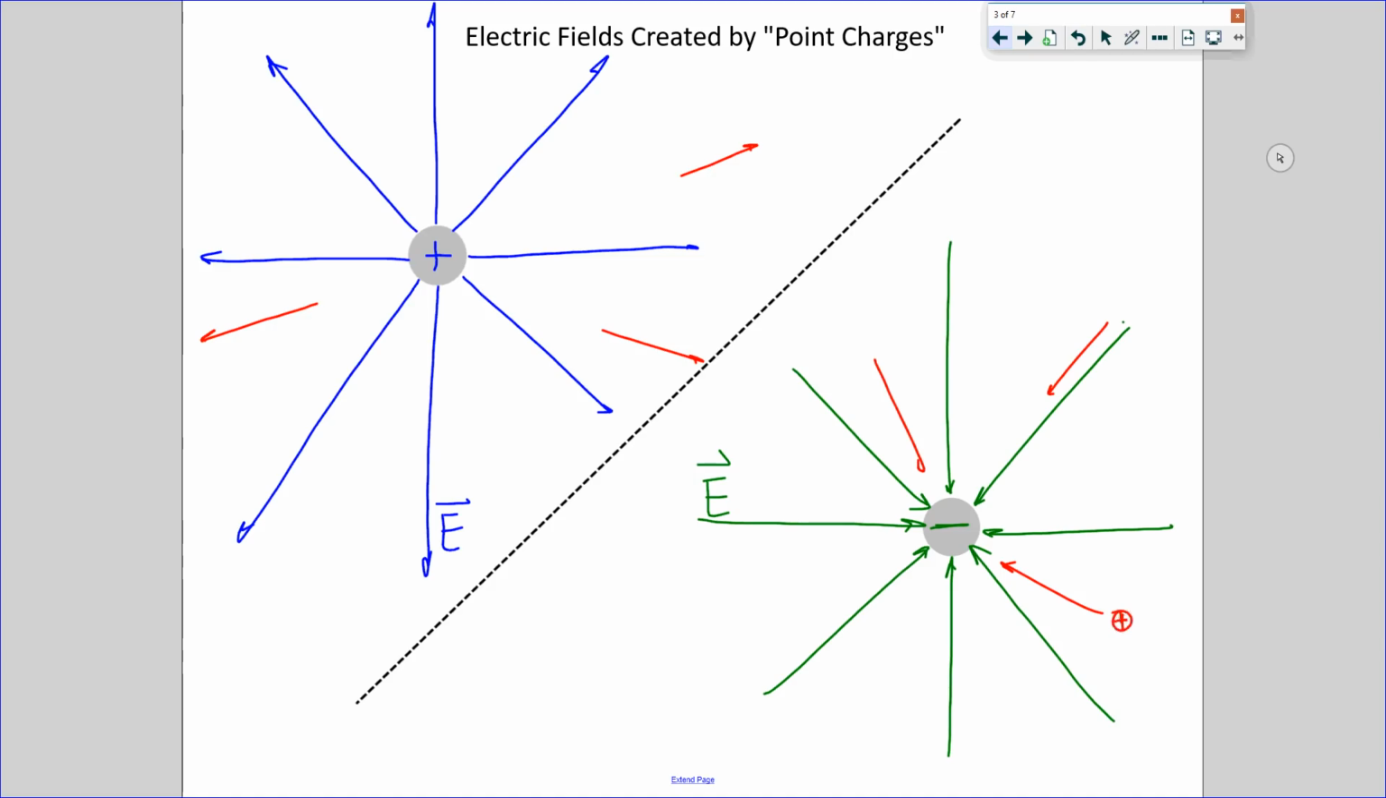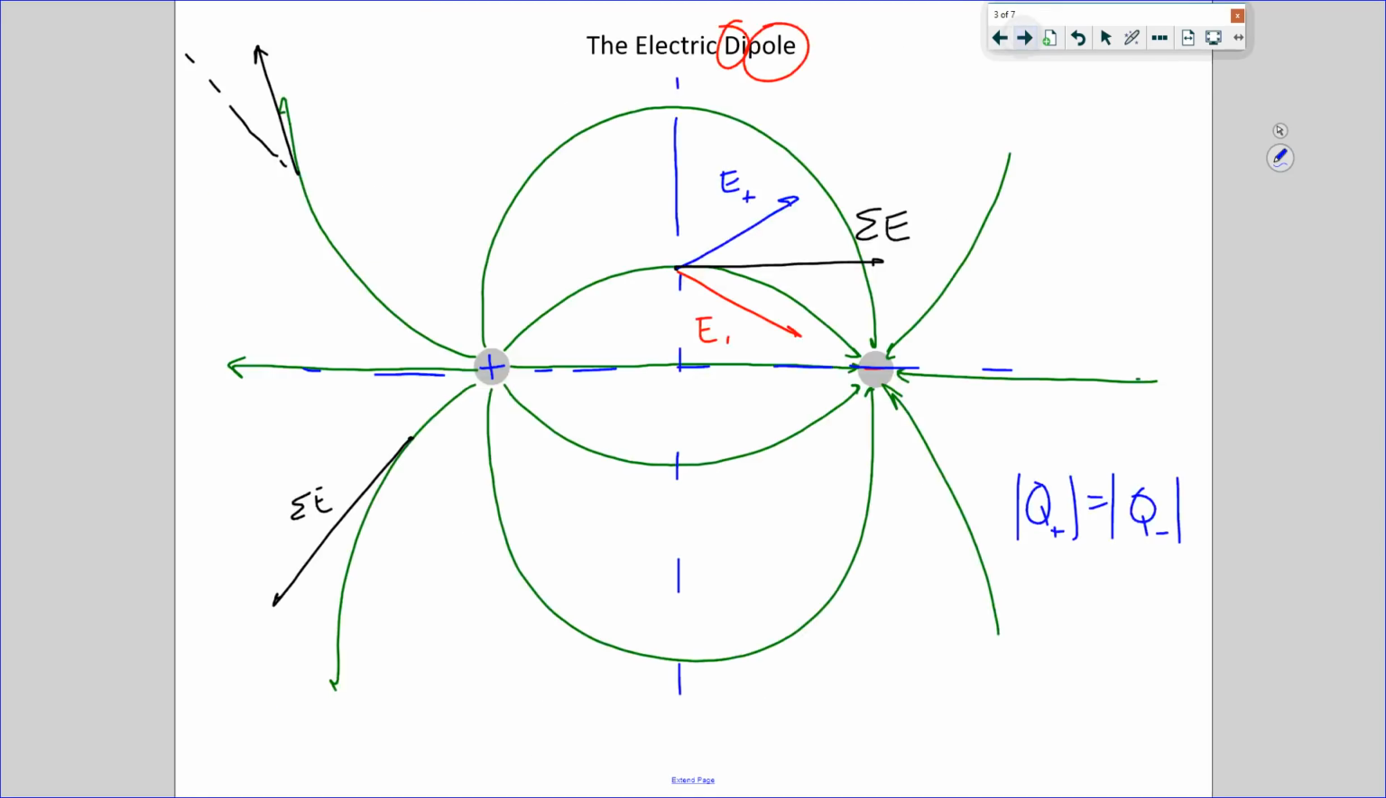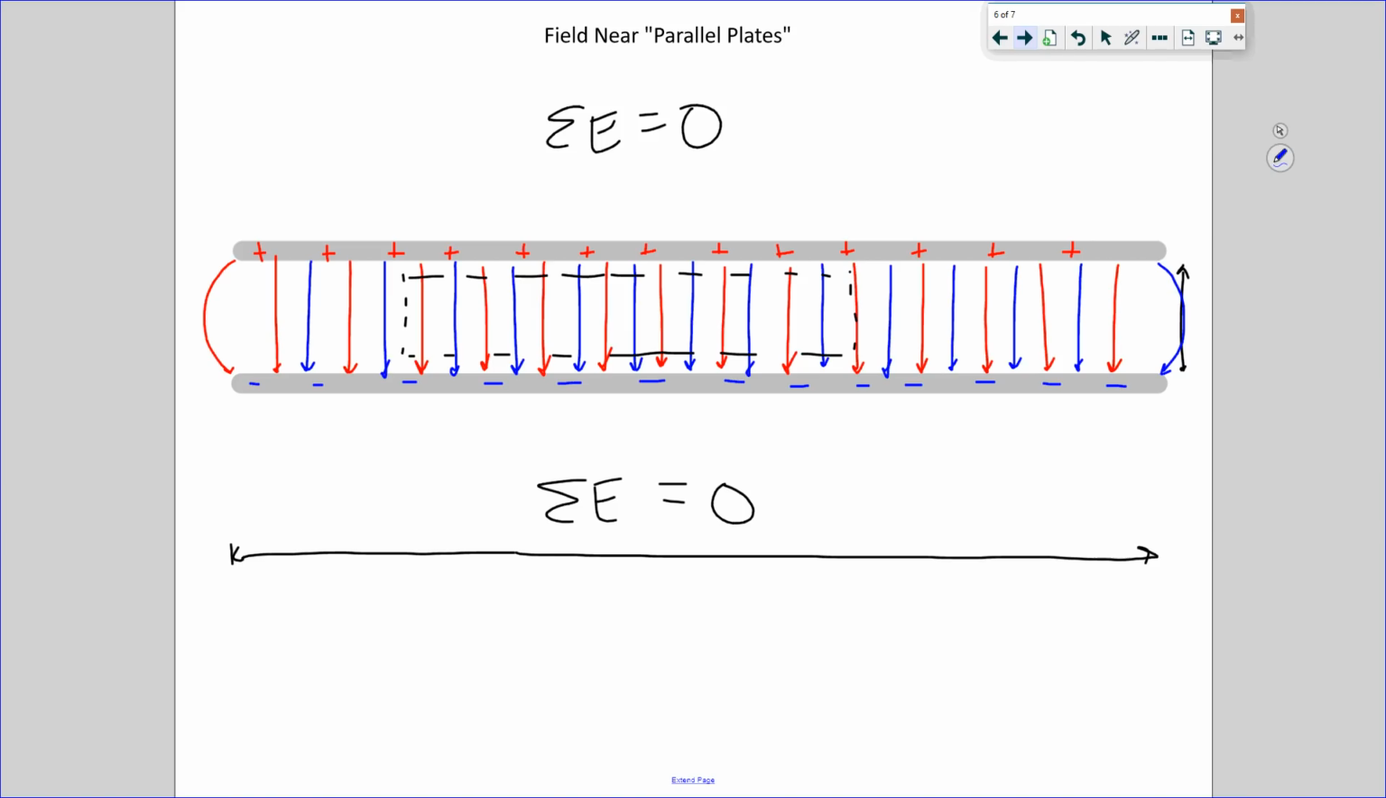What does lines getting farther apart mean? Well, lines getting farther apart indicates for us, like here, strong electric field. Out here, weak electric field. We can see that visually with how densely packed the lines are. Well, let's go back to our field between parallel plates. Those lines don't get farther apart or closer together.